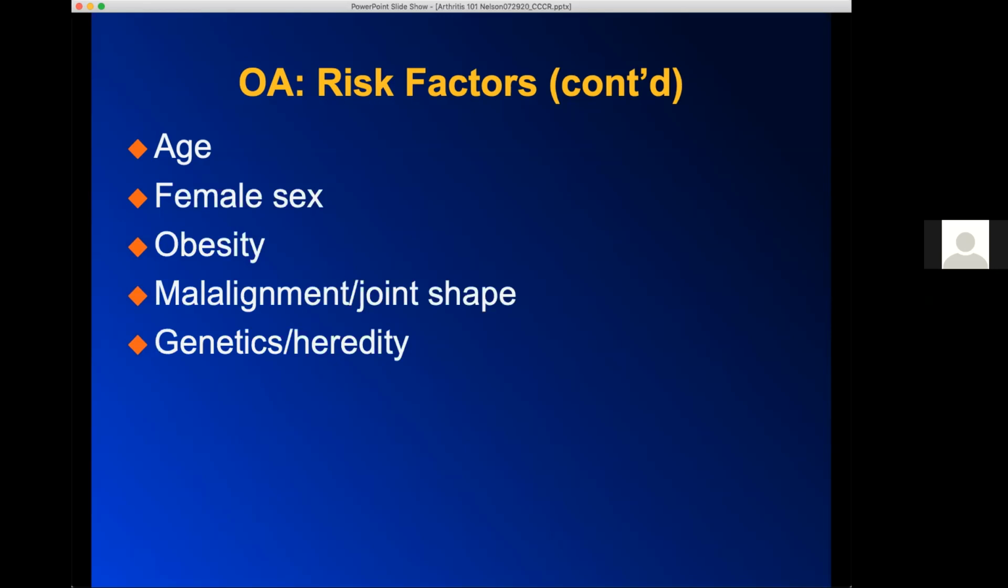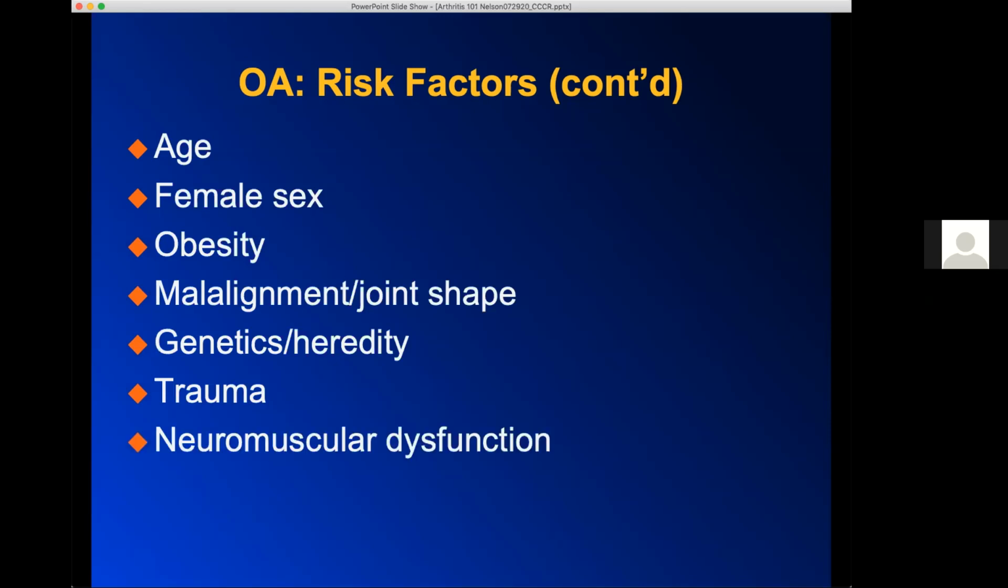A lot of times patients will say, well, my mom's hands look just like this as she got older, and they start to develop nodular changes that we'll talk about. Trauma, joint injury can predispose to development of osteoarthritis. There are kinds of neuromuscular dysfunction and metabolic conditions that can also contribute.